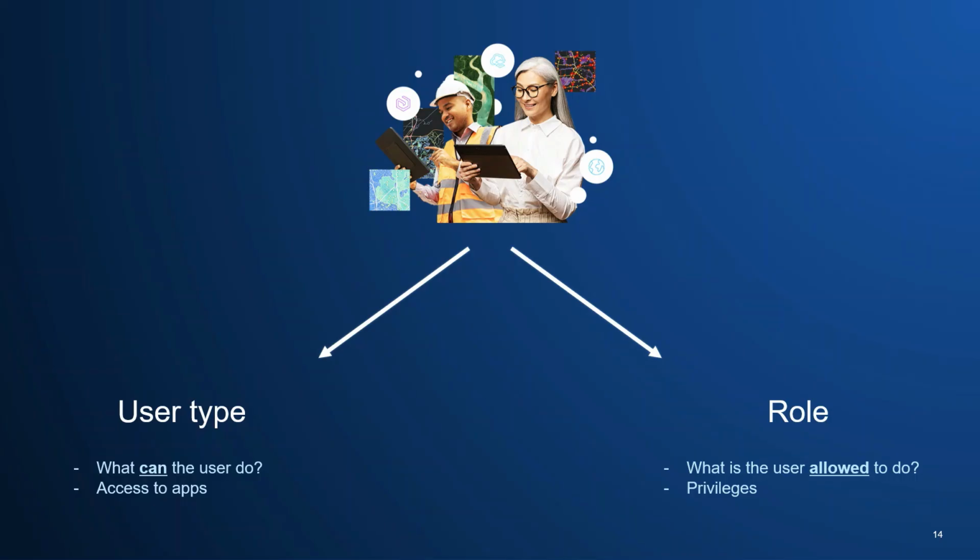Alright, now that we have looked at the user types, we return to our overview. As we just saw, each member of an ArcGIS Online or an ArcGIS Enterprise organization has a certain user type and a certain role. We had also already seen that the different user types control the things that a user can do and what apps he has access to. Roles, on the other hand, control what the users are allowed to do. So what is a user allowed to do in the apps he has access to? What privileges does he have? This is something we will discuss in the following slides.